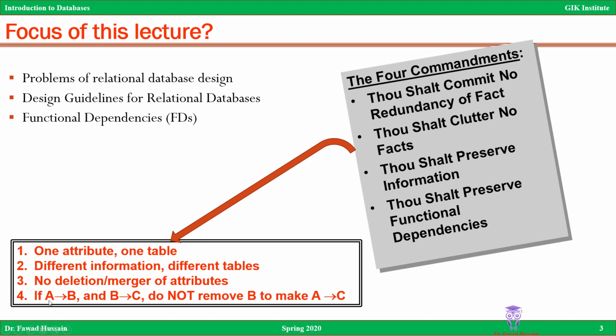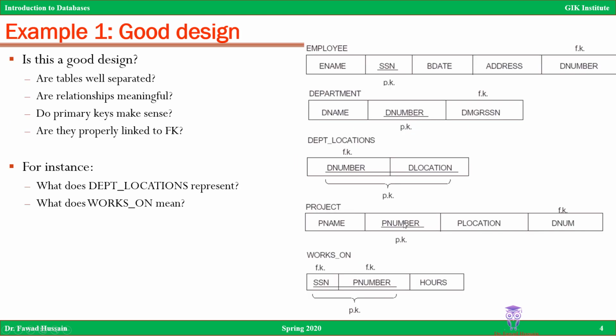So if attribute A determines attribute B and attribute B determines attribute C, I am not to remove B and make a direct dependency that A determines C. B was an intermediate attribute that had functional dependencies, so I am not to remove those kinds of things. So these are the 4 commandments and these are the 4 guidelines that we will be using during the normalization process. Let's look at it in more detail.